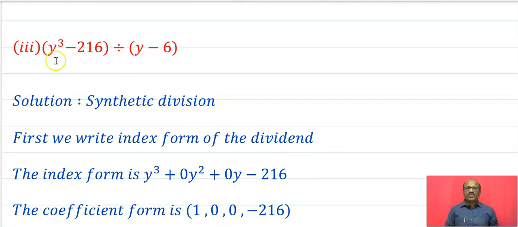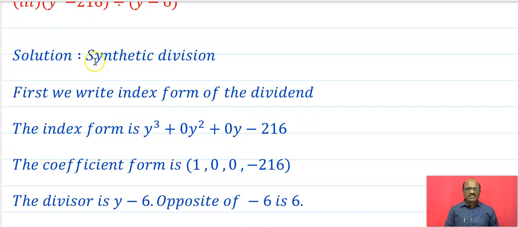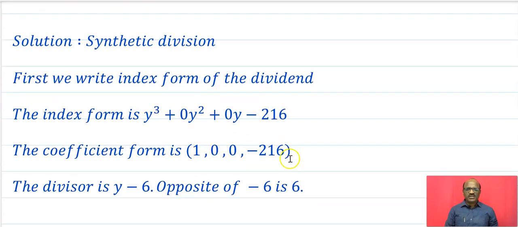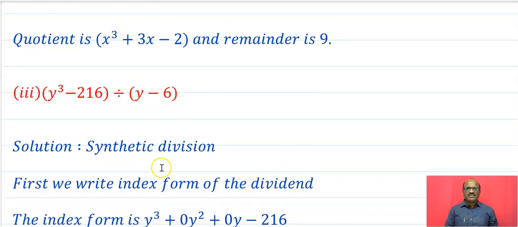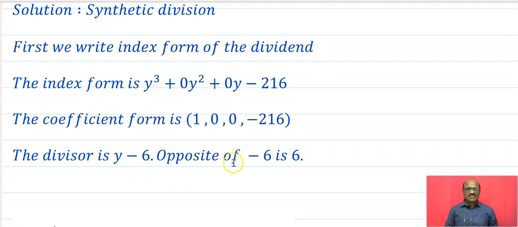What about this? y³ - 216 is divided by y - 6. Now again the synthetic division. First we write the index form of the dividend. The index form is y³ + 0y² + 0y - 216. The coefficients are 1, 0, 0, -216. The divisor is y - 6 and the opposite of -6 is 6.